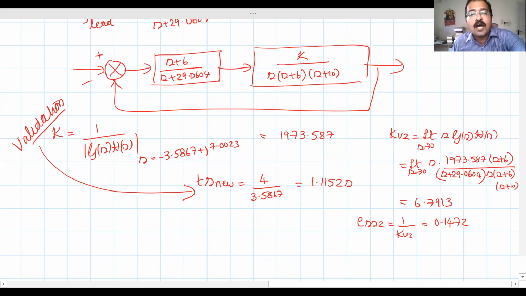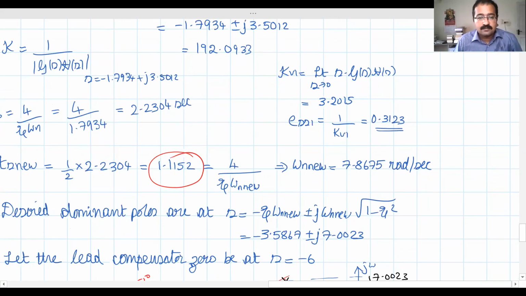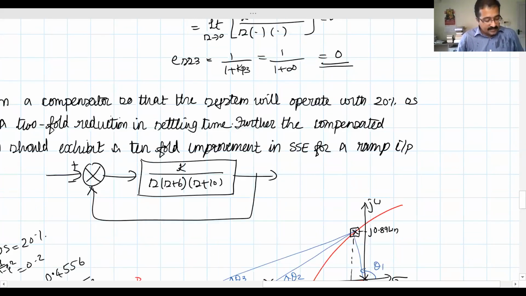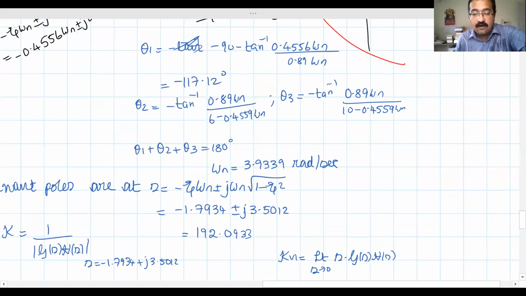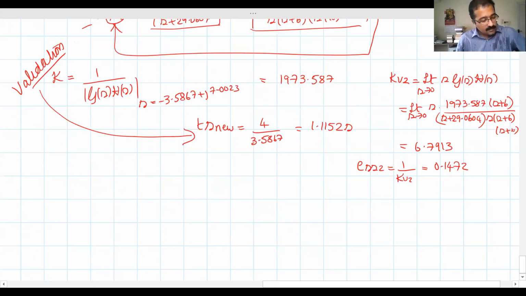0.1472. How much was the initial steady state error? It was 0.312. It has reduced. It has come down. But how much is our requirement? It should exhibit a 10-fold improvement in steady state error for a ramp input. So right now, after designing the lead compensator, we have seen our steady state error has improved. Let us calculate how much is the improvement in steady state error.